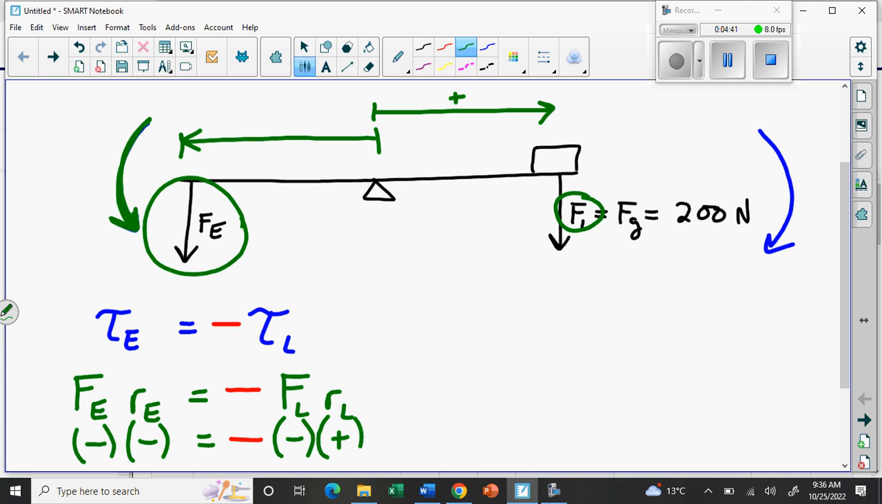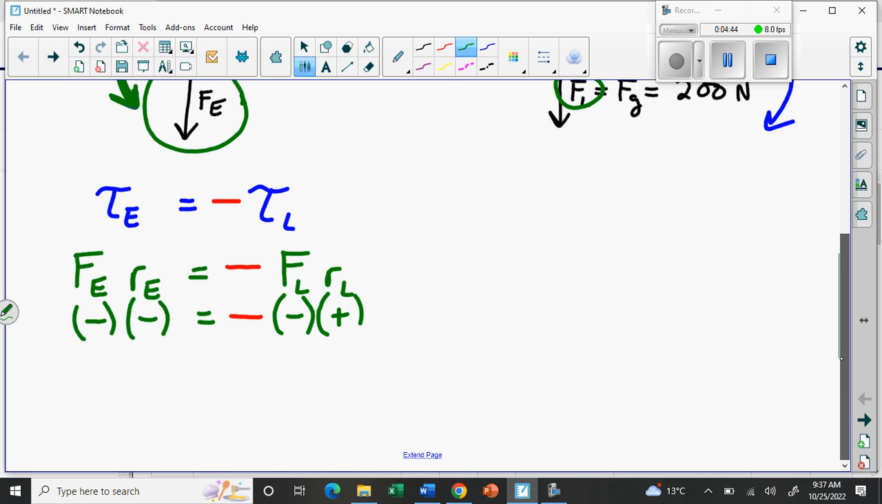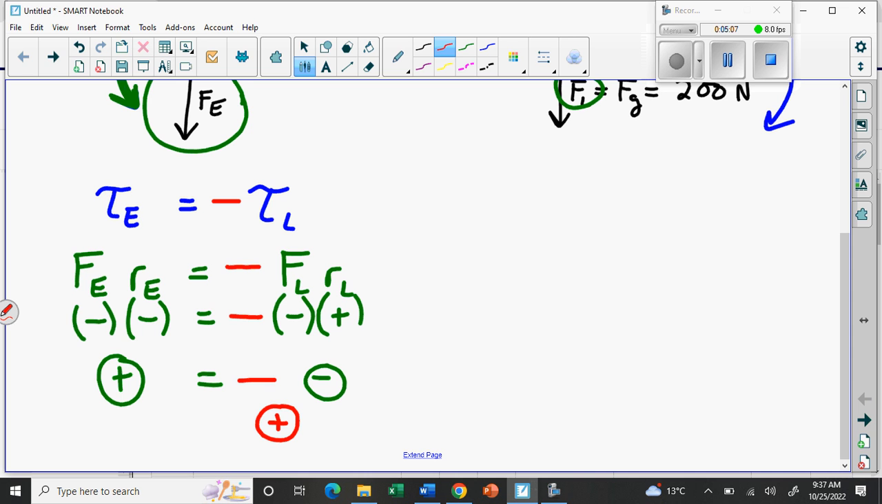And you can see from what I've written that this red minus sign is necessary to make it a true statement. Because when you multiply this, you get a plus. When you multiply this, you get a minus. And of course, those are not equal. A plus cannot equal a minus. But our red minus sign says a plus is equal to the opposite of a minus. And it sort of turns the whole side plus again. You see that? So by adding that in, we've allowed the math to understand that the two directions are different.